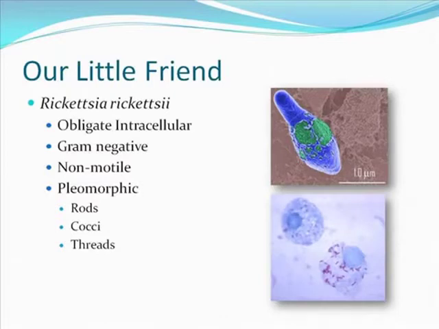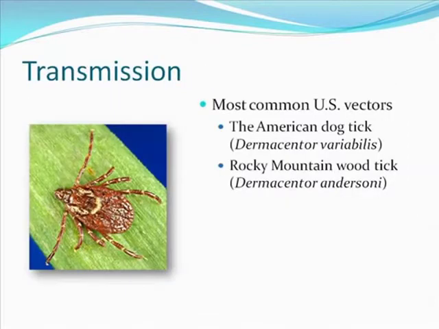Now that we know a little bit more about our little friend's history, let's take a look at some of its general attributes. It is an obligate, intracellular, gram-negative bacteria that is non-motile and highly pleomorphic. It is able to take on the form of rods, cocci, and long strand-like threads based on its environment. It relies on eukaryotic cytoplasm for replication, and its home of choice is the endothelium of small to medium-sized blood vessels. In order to infect vertebrate hosts, it uses a vector in the form of a tick. The two most common ticks that act as vectors are the American dog tick and the Rocky Mountain wood tick.